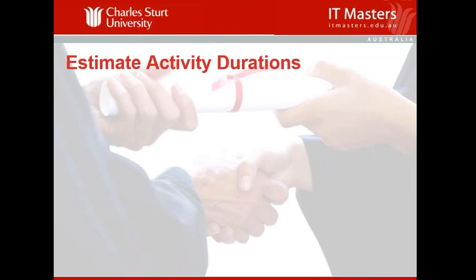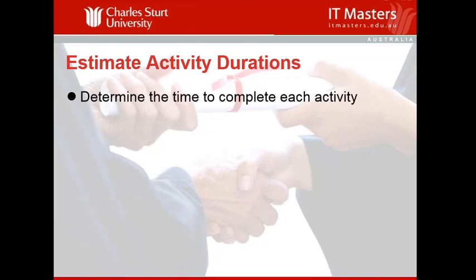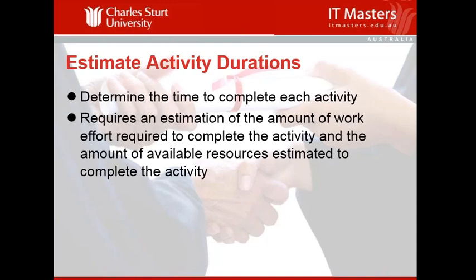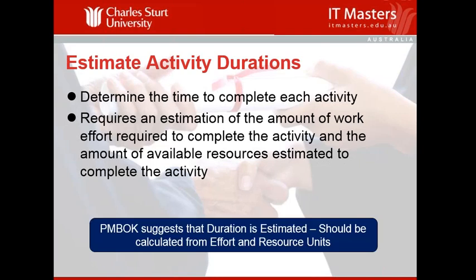Moving on to the next process, and this is the one where I feel I have a little bit of a disagreement with PMP. So the suggestion here is you determine the time to complete activity, whereas I suggest it is calculated, so long as you determine what the effort is and the resources to apply. It requires an estimation of the amount of work effort required to complete the activity and the amount of available resources estimated to complete the activity. So PMP, this is my comment here, suggests that duration is estimated, should be calculated from effort and resource units.